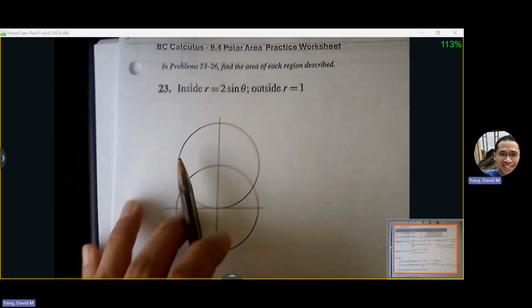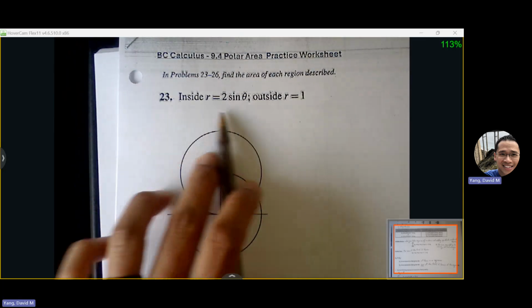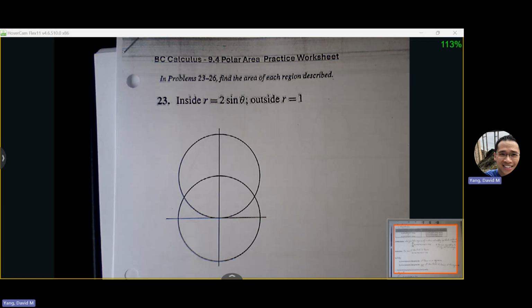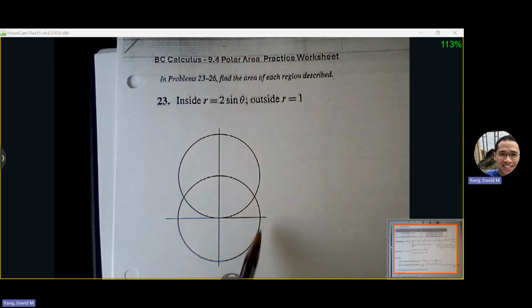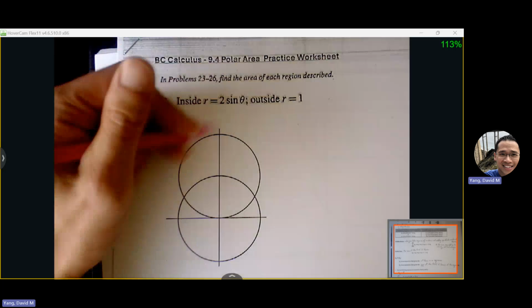So polar area here for number 23, this one says we want the region that is inside r equals 2 sine theta, which is inside this top circle, but then outside the r equals 1. So ultimately, we are targeting this region here. That's our ultimate goal here.